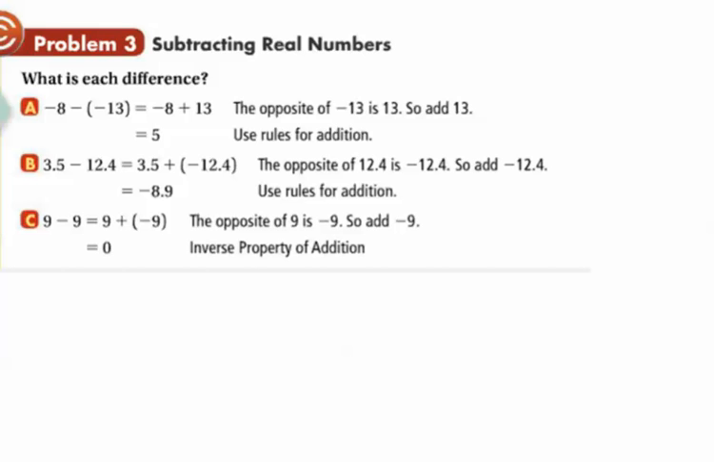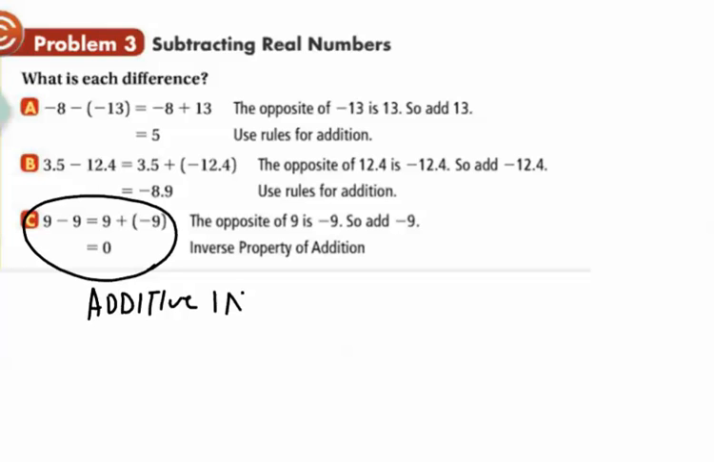-3.5 minus 12.4. The signs are different, so you're going to subtract, and that gets you -8.9 because -12.4 is the higher absolute value. -9 and +9 added up is 0. This is an example of an additive inverse. So you have a got it. Why don't you pause the video and do it?